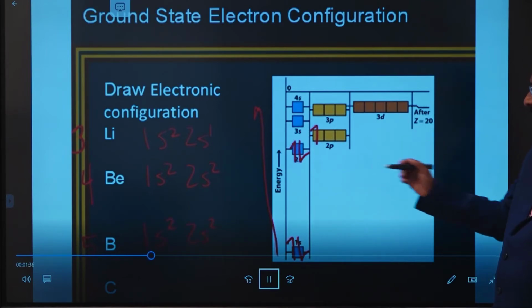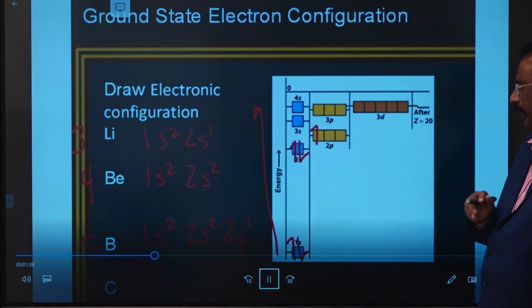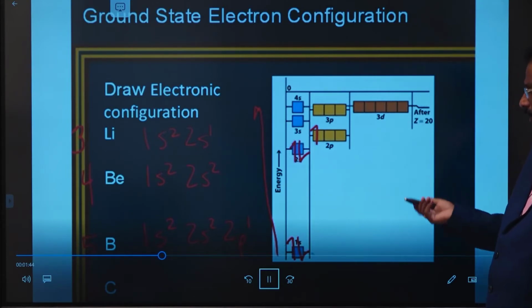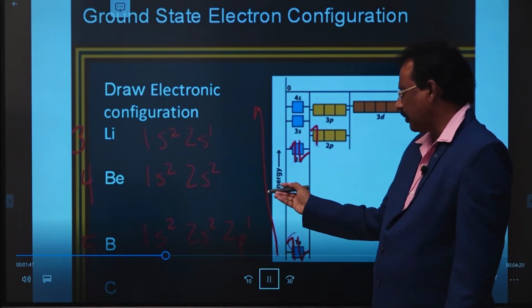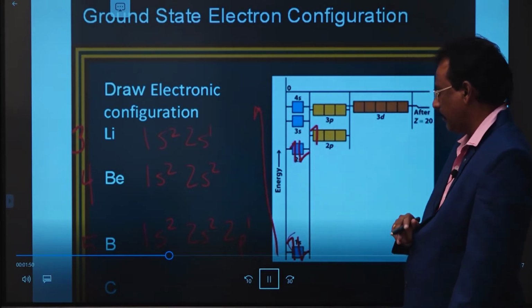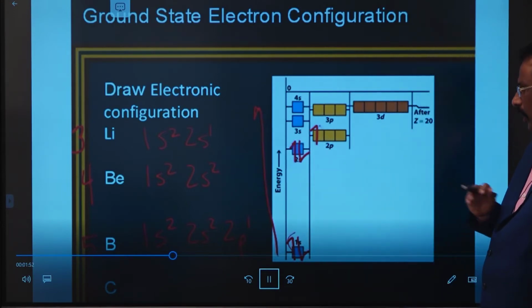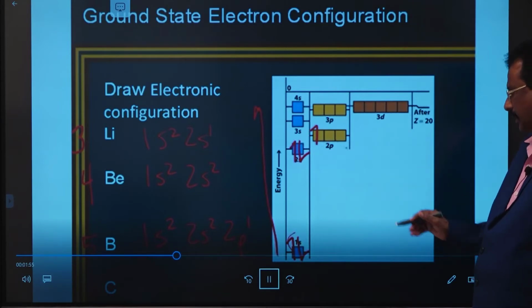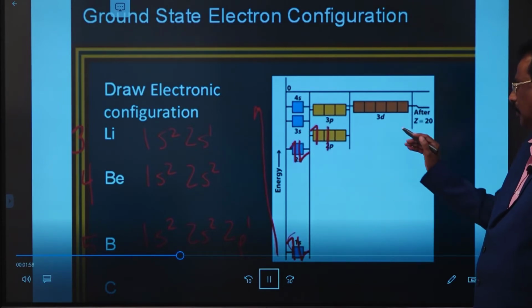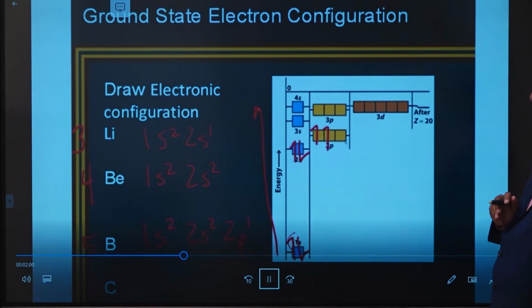And boron atomic number is 5. Its configuration is 1s2 2s2 2px1. According to the Aufbau principle, Pauli's principle, and Hund's rule of maximum multiplicity, the boron electronic configuration is 1s2 2s2 2px1. And the next element is carbon. The carbon atomic number is 6.